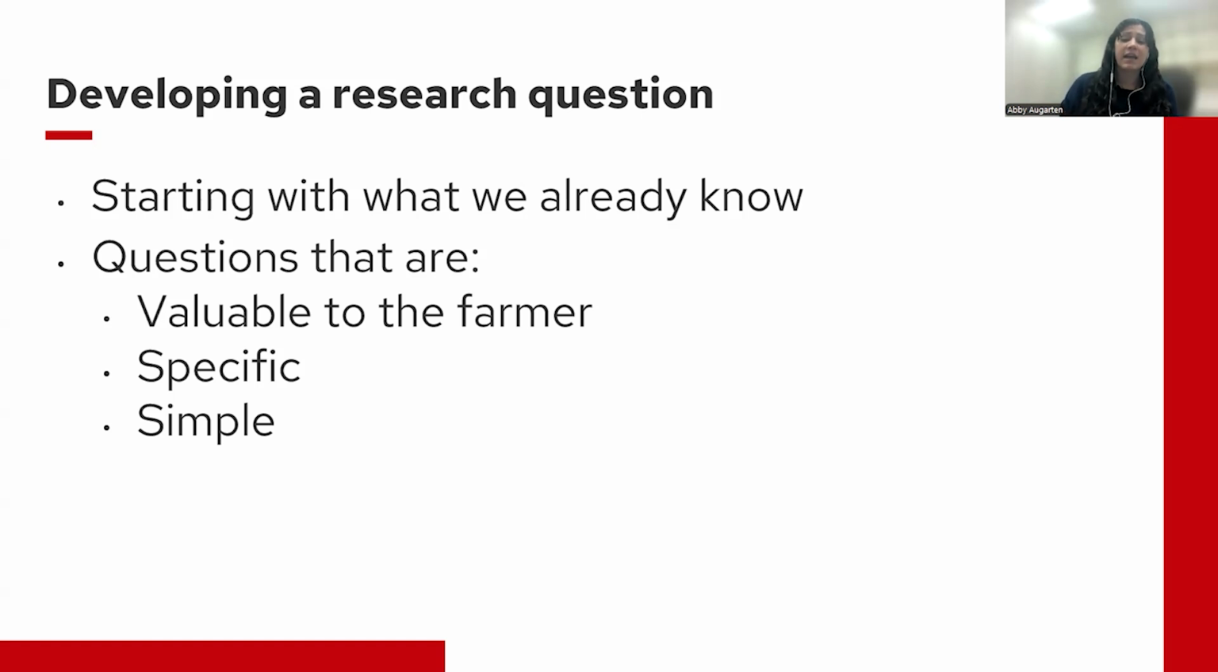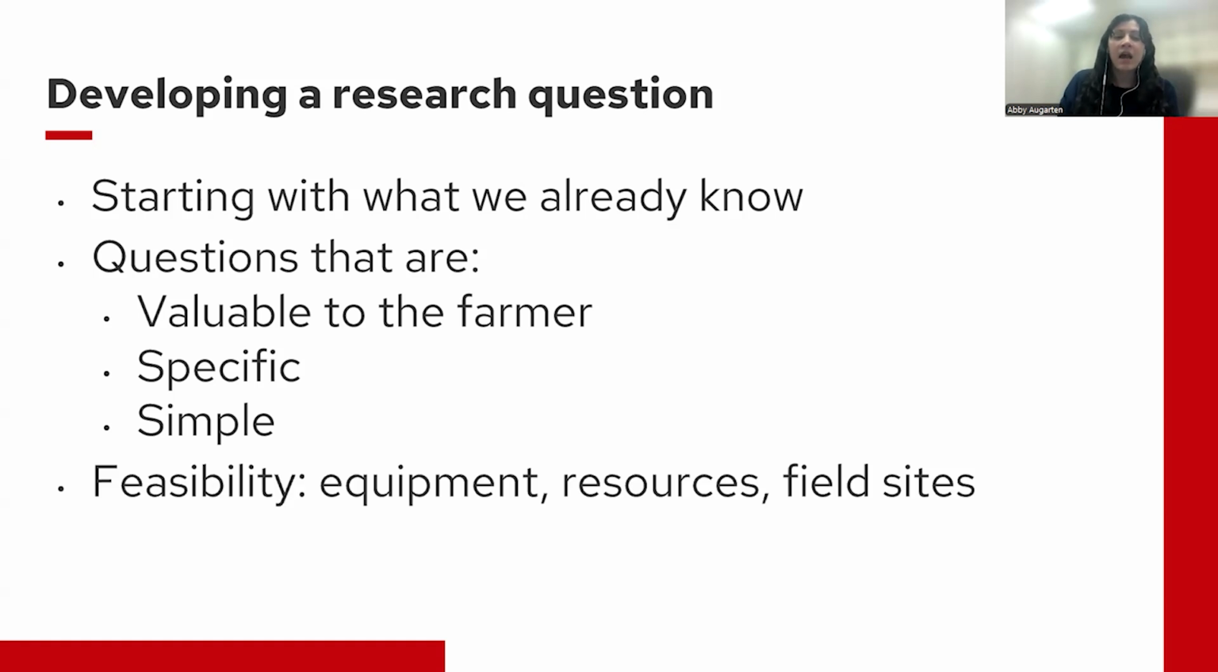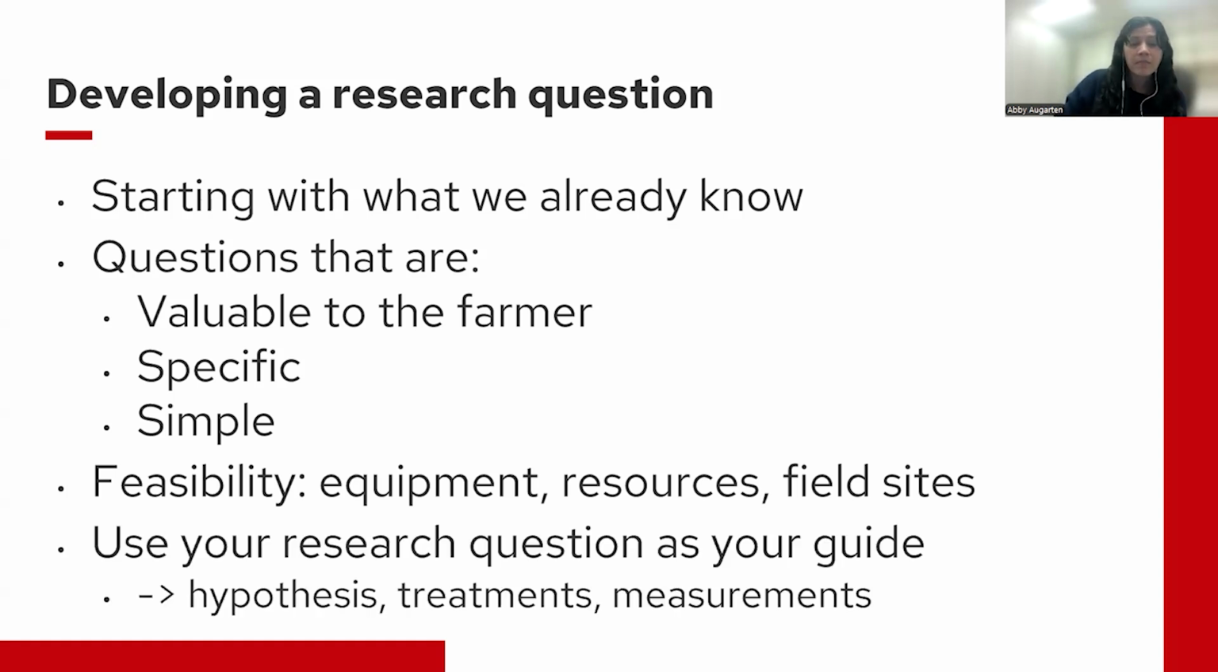It's really easy to get caught up in thinking about all of the different questions that we can ask, but this amounts to a lot of work. So thinking through simple research questions is going to be key. And next, thinking about the feasibility. So what equipment does the farmer have? What are the resources available to us and resources that we would need? And what are the requirements of potential field sites, and do we have that accessible?